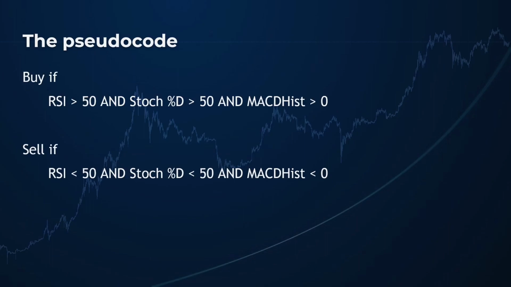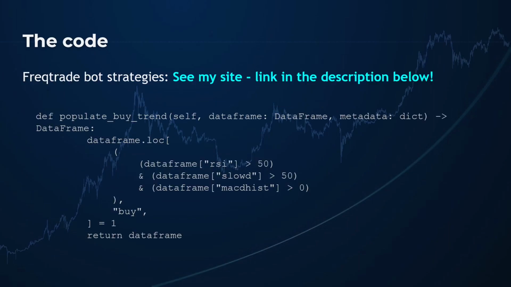So you see that RSI should be above 50 and stochastic %D is also above 50 and MACD histogram should also be above 0 to get a buy signal, and the reverse counts for the sell signals. Here you can see a snippet of the buy signal code, and as you can see this is again a very simple piece of code.